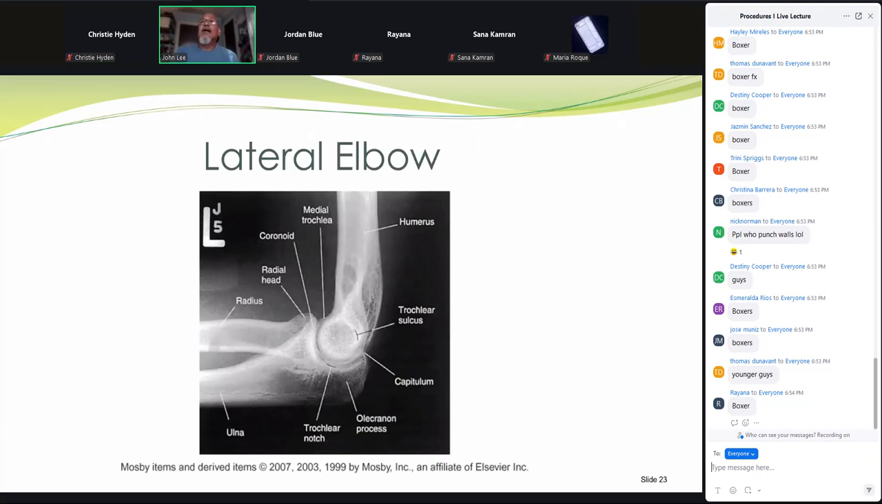For our lateral elbow, we want the long bones to form a 90-degree angle here. And then again, make sure that we're able to name, label, critique the image.